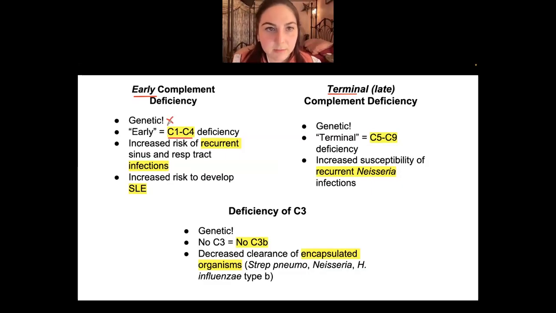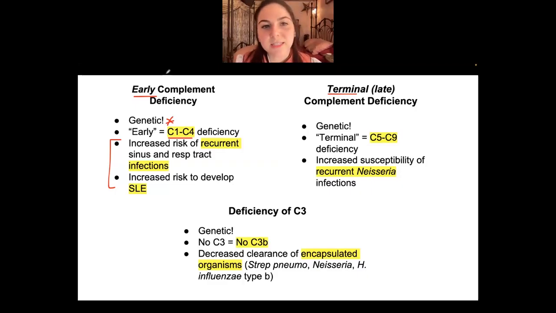It is a genetic disease. So C1 through C4 are deficient. And how this is going to present, and I've seen both of these, which is why I highlighted both of them, they'll ask what the pathology is for both of these. So you have an increased risk of recurrent sinus infections and respiratory tract infections. Hopefully that makes sense, because complement is part of the innate immune system. It's supposed to get rid of these infections that you probably get every single day, trying to get rid of those before you even get sick. So you're going to have an increased risk of infection if you don't have the complement system.